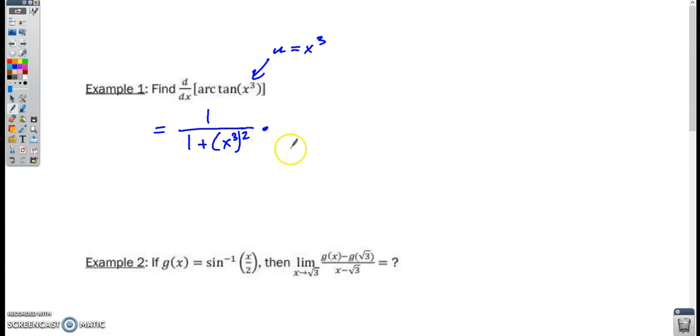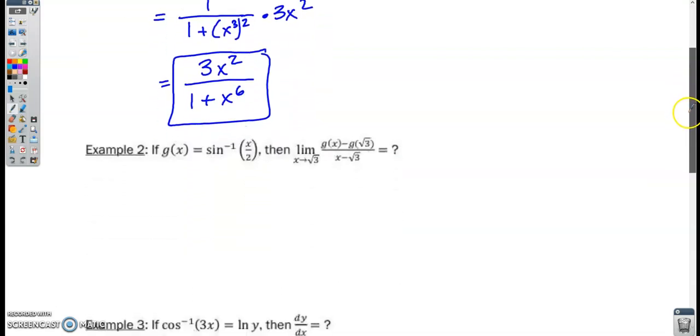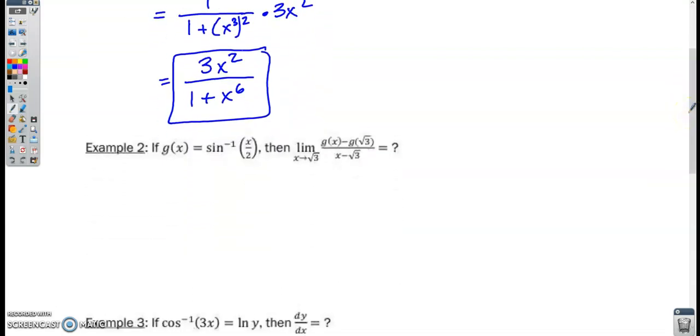And then I apply the chain rule, times the derivative of the inside. The derivative of x cubed is 3x squared. And so I simplify this. That's going to give me 3x squared over 1 plus x to the 6th. All right, let's see what we got going on here in example 2.